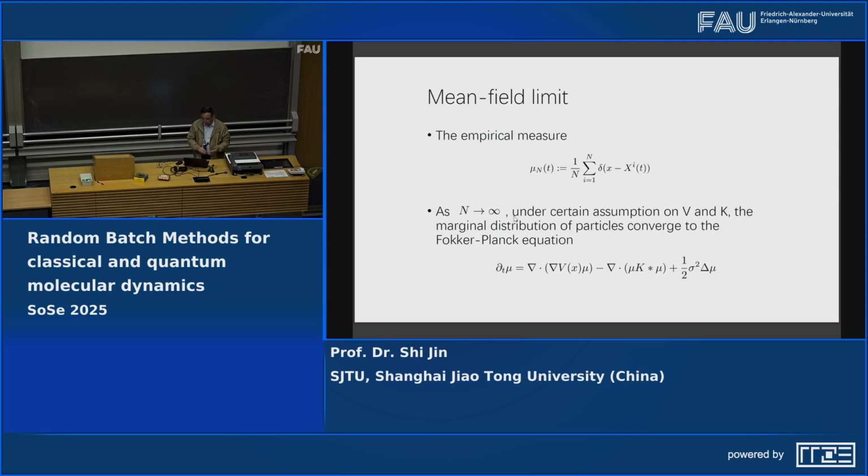You can also analyze the mean field limit. If you define the empirical measure, basically put the Dirac mass at each particle, then of course when n goes to infinity, you get the mean field limit. That's actually a Fokker-Planck equation. The drift term comes from the external potential, and the interacting part gives you this convolution, where k is the interacting force. Then the noise, Brownian motion, gives you this diffusion term.